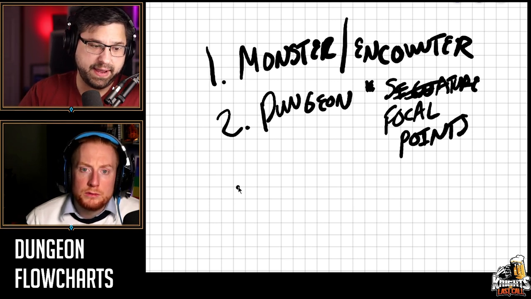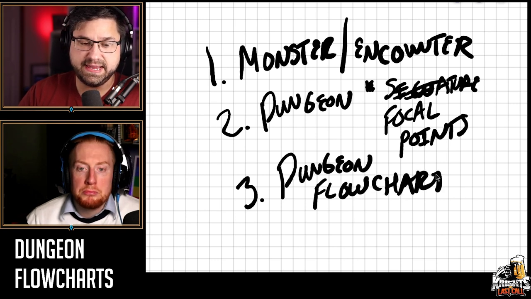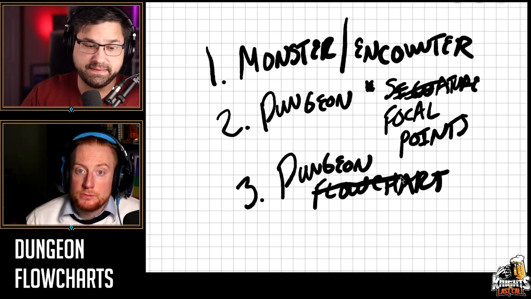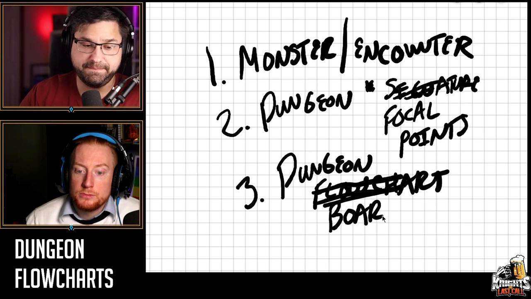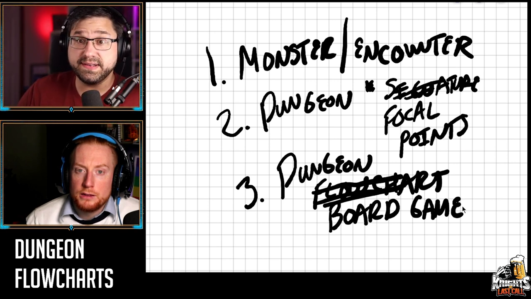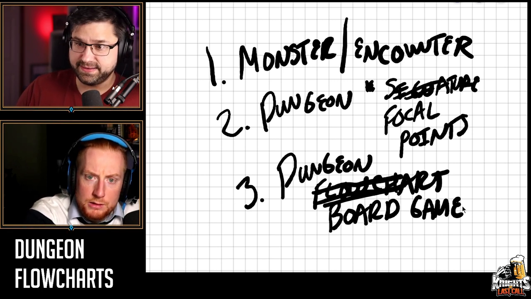And then the third way, which is the way that we're going to do it today, is the dungeon flow chart. And the idea behind this, and this is the key secret, is that your dungeon is actually a board game. The key thing is to start thinking about your dungeon as if it was a board game, and not thinking of it as a real place.